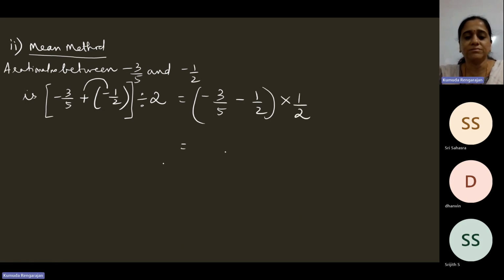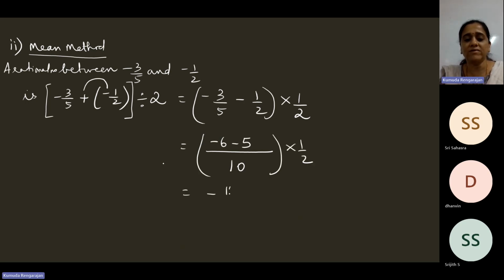Now take the LCM. Division becomes multiplication, and the reciprocal of 2 is 1/2. Now the LCM of 5 and 2 is 10. So it will be (-6 - 5)/10 into 1/2. So -11/10 into 1/2. So it's -11/20.